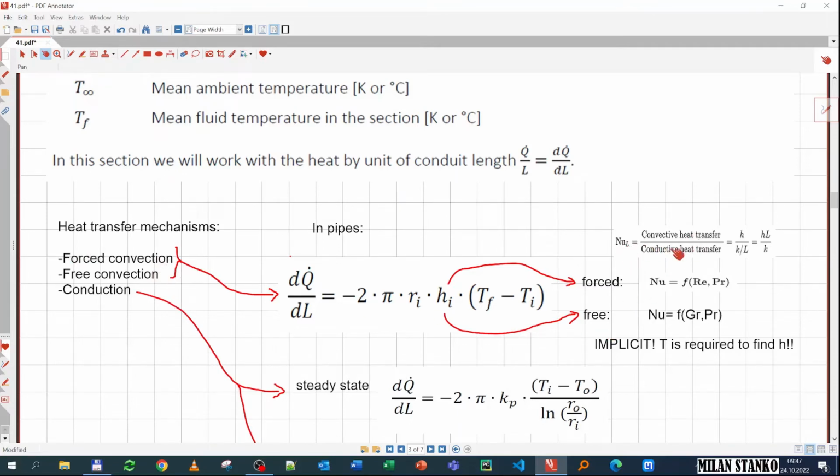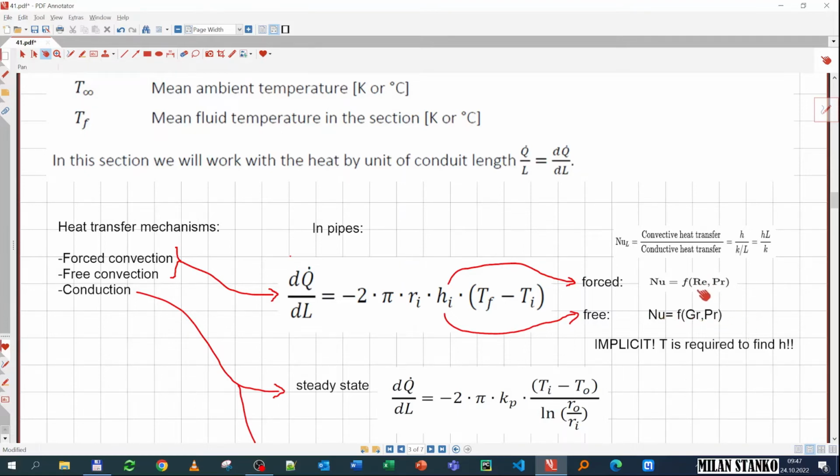And if I have that, you see it's a ratio between the H and this thermal conductivity. Okay, and if I have that Nusselt number, then I can clear out the H if I have the representative length. If I have forced convection, the Nusselt number is typically expressed in terms of a Reynolds number and Prandtl number. And if I have free convection, the Nusselt number is expressed as a correlation in terms of the Grashof number and the Prandtl number.